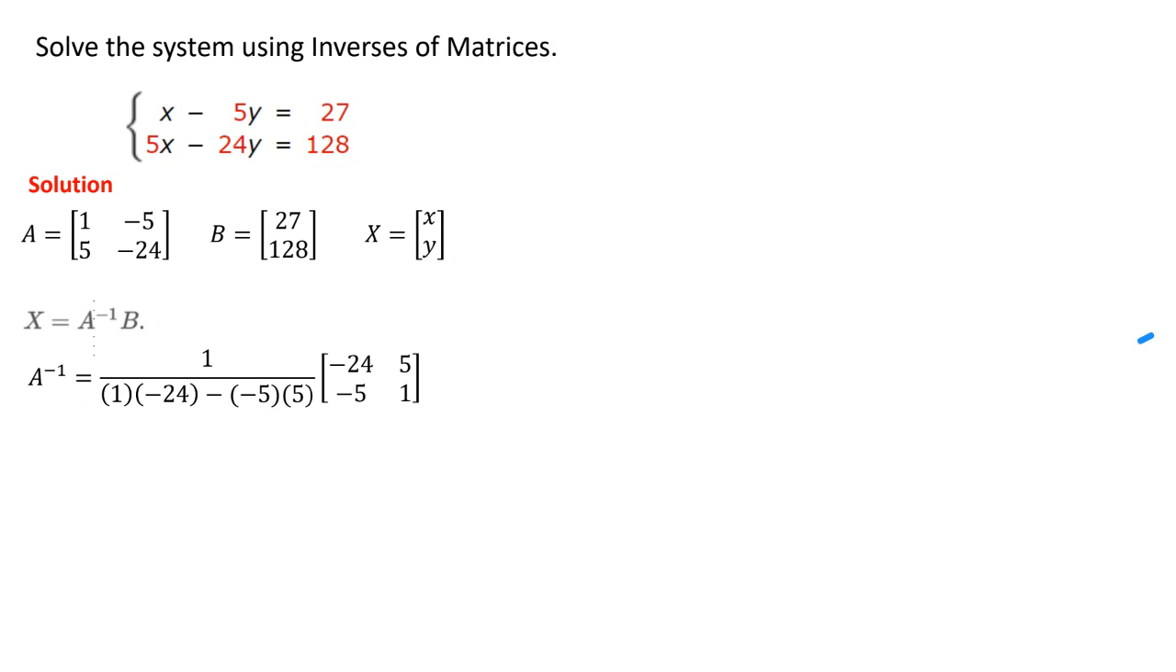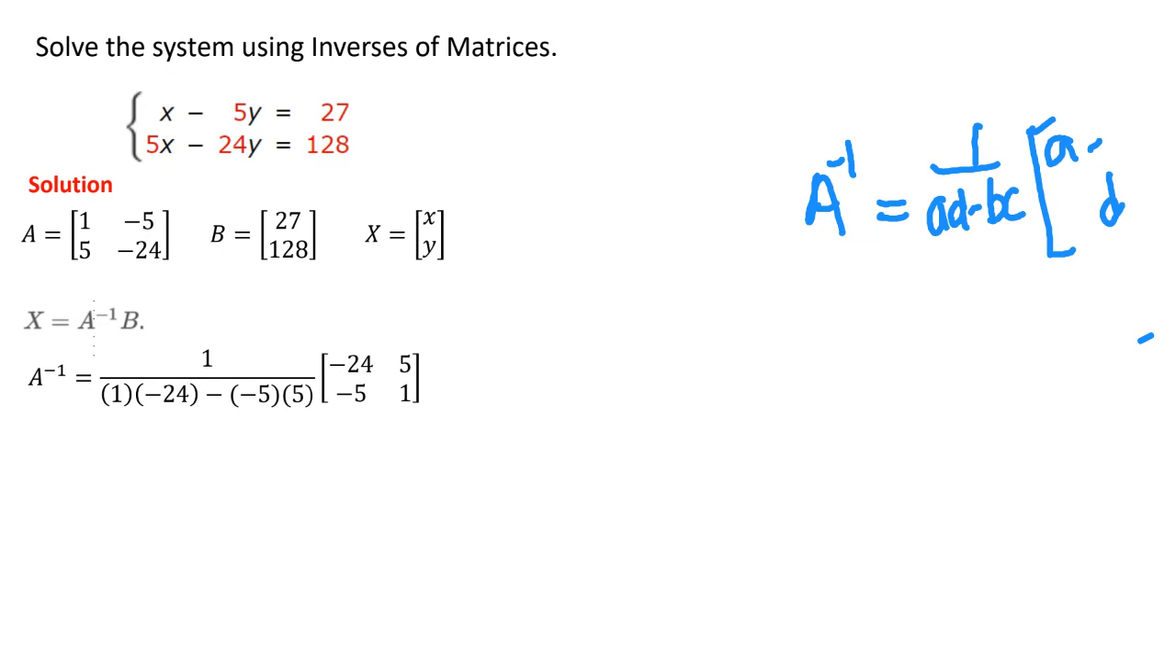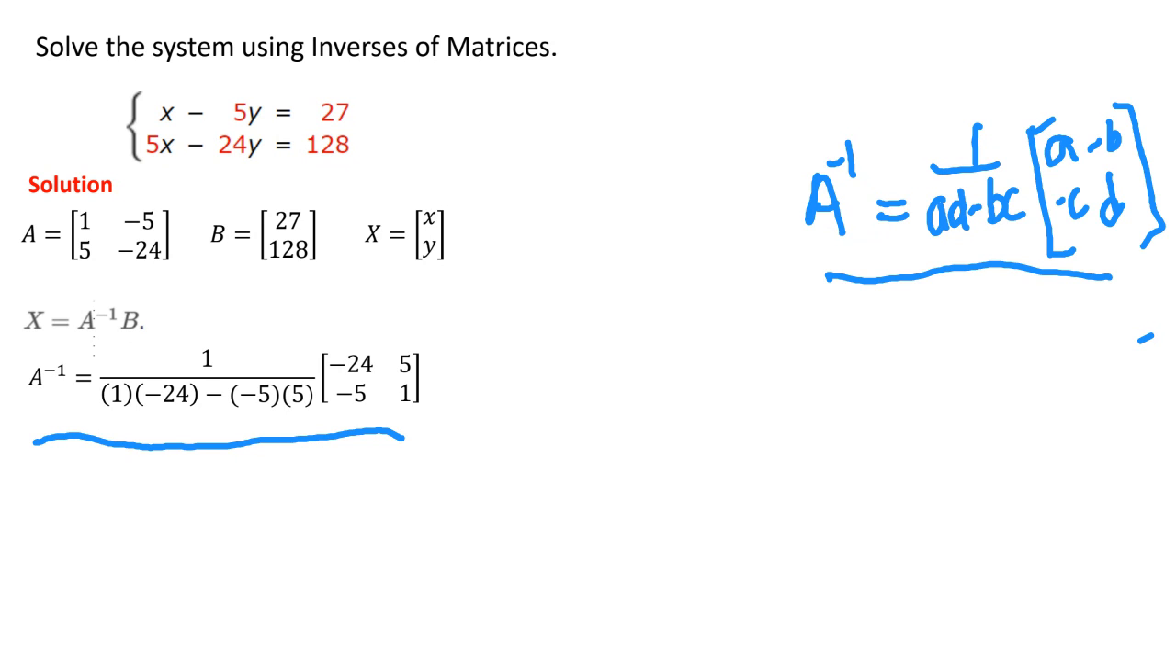So remember the formula to find the inverse was 1 over AD minus BC times the matrix [D, -B, -C, A]. So I use this formula. That's what I have set up right here. Okay, so let's go see what we get.